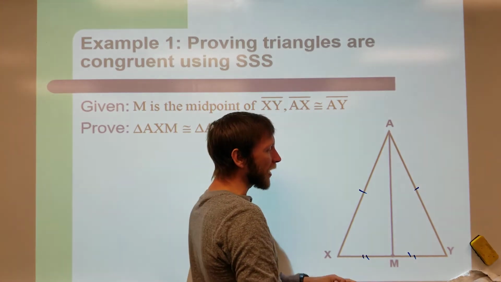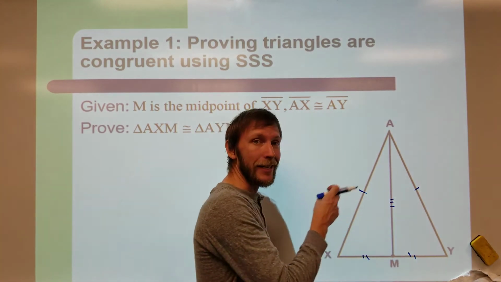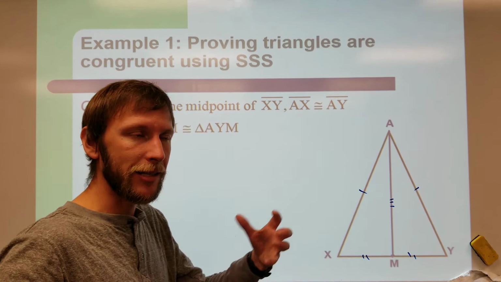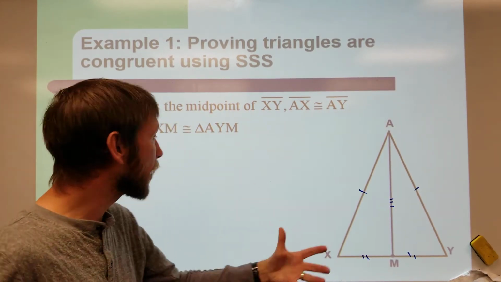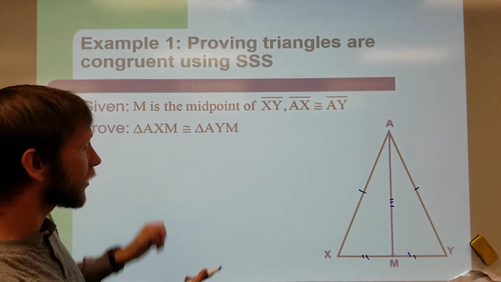And then finally, I've got this side congruent to itself. So remember that when we're saying that a segment is congruent to itself, that's a particular property. So that's our goal, that's our plan. How can we do that given this information?